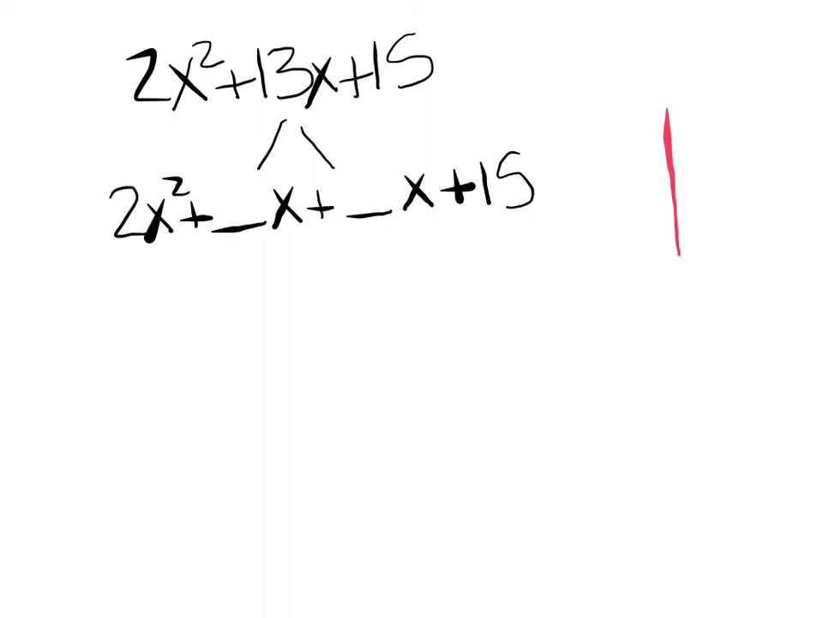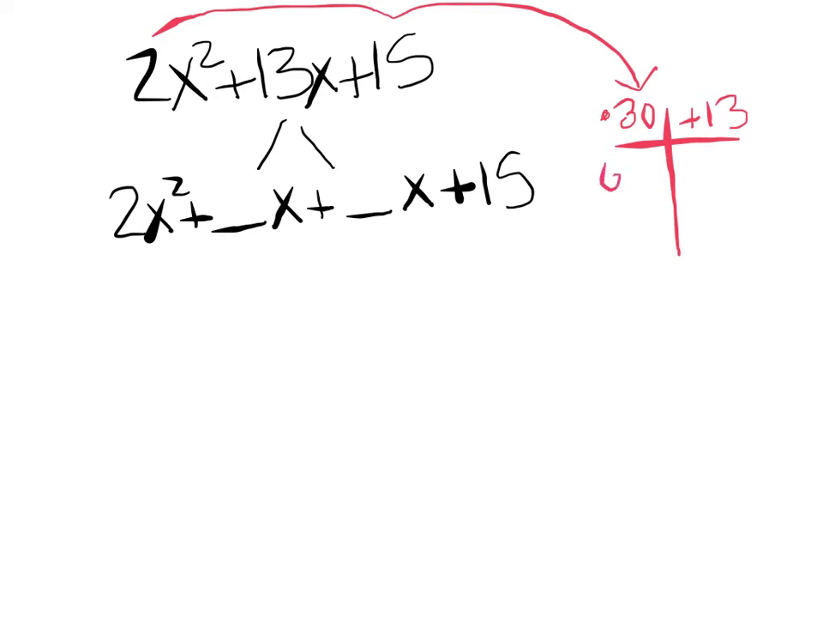Automatically, we know that those 2 terms need to add to be 13, because that's what I split in half. And they need to multiply, here's the trick, they need to multiply to be 2 times 15, which is 30. Now, numbers that multiply to be 30 and add to be 13. 6 and 5. No. 10 and 3. Yes.